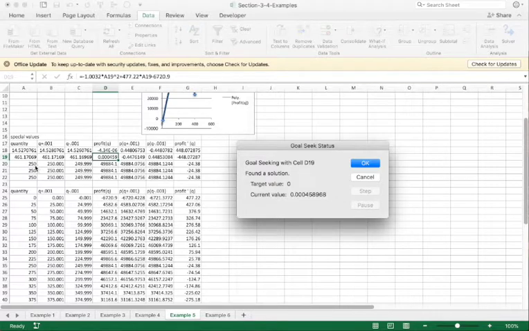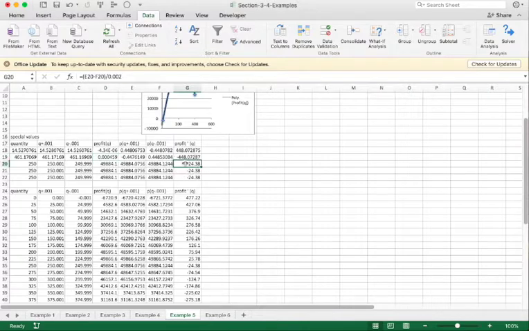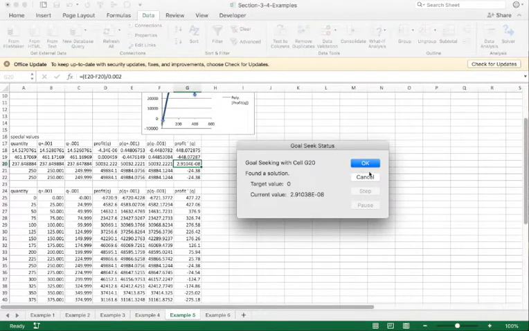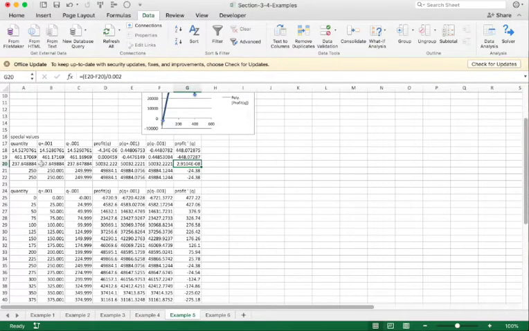Finally, I want to find where the profit is a maximum. That's going to be where the derivative is 0. So I'm going to use Goal Seek a third time. I want G20 to be 0 by changing A20. And so looking at this, I have break-even points at 14.52 and 461. And I'm going to have the maximum profit at Q equals 237.84.